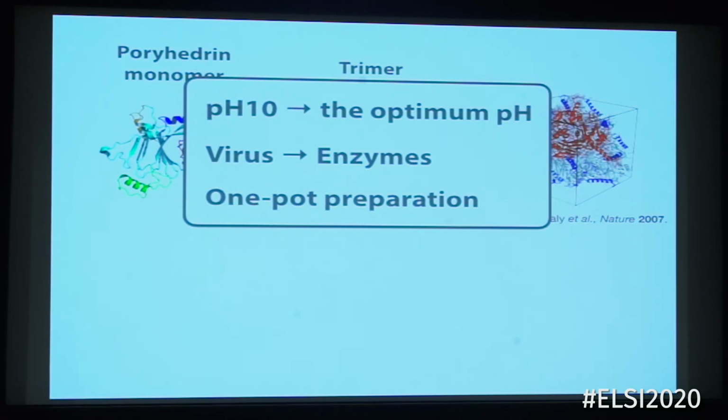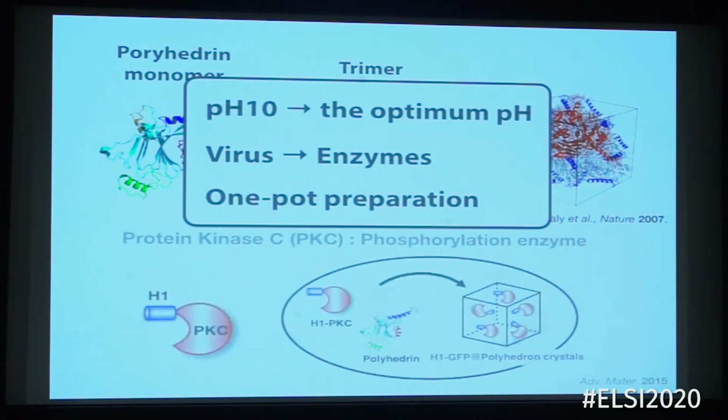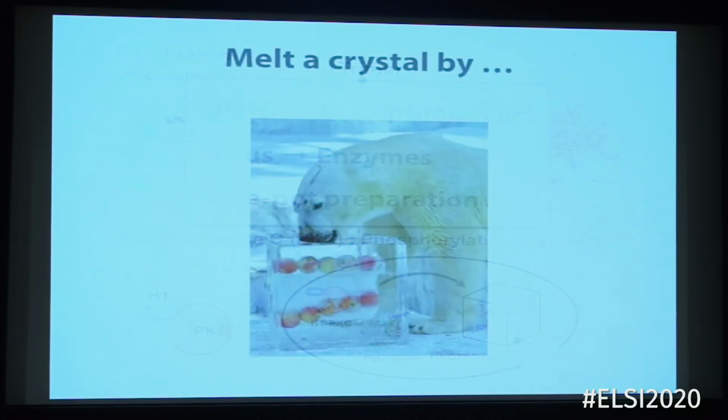So we can prepare this crystalline composite by one-pot synthesis within a single cell, right? We successfully obtained this kind of composite. But the serious problem with this original design was how we can melt the crystal to get the protein or enzyme, still retaining the original enzymatic activity.